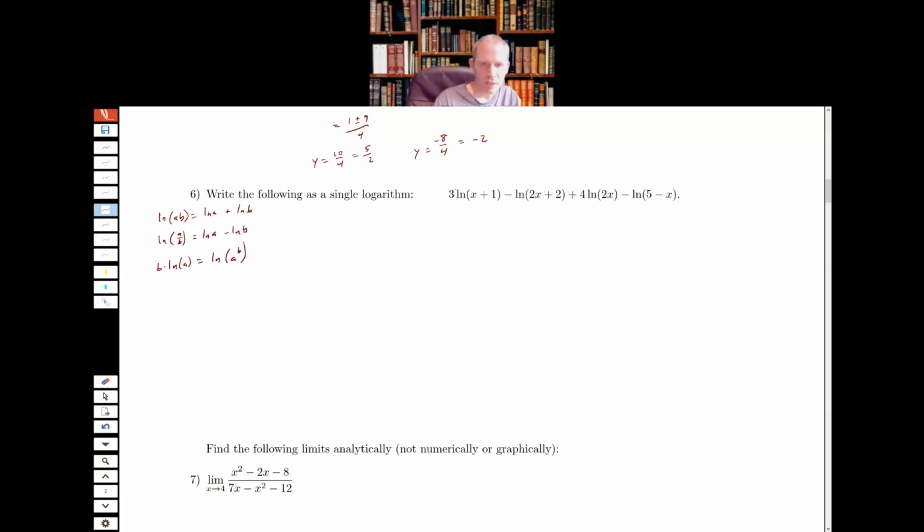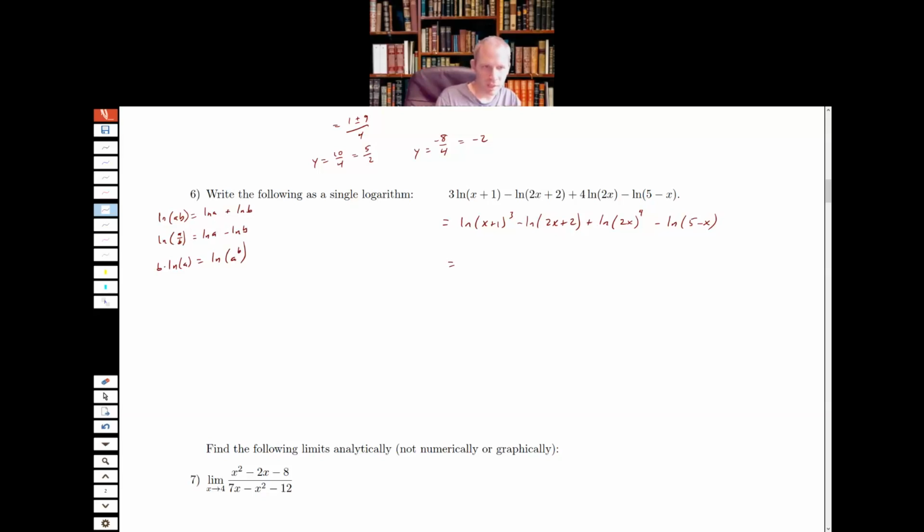Okay, so what I can do for each one of these is take the coefficient and bring it up as an exponent. So this is going to be ln of (x plus 1) cubed. And then you have the choice of whether you want to leave this as a negative or write it as a positive and write this to a negative power. They both get you to the same spot. Then I have ln of (2x) to the 4th power, and then minus ln of 5 minus x.